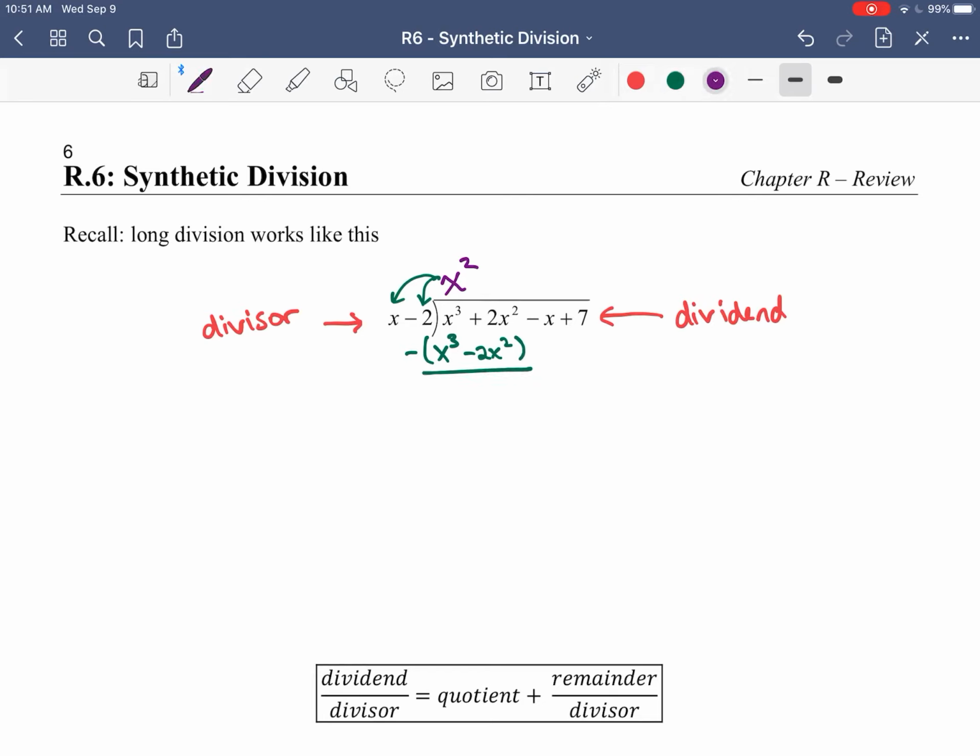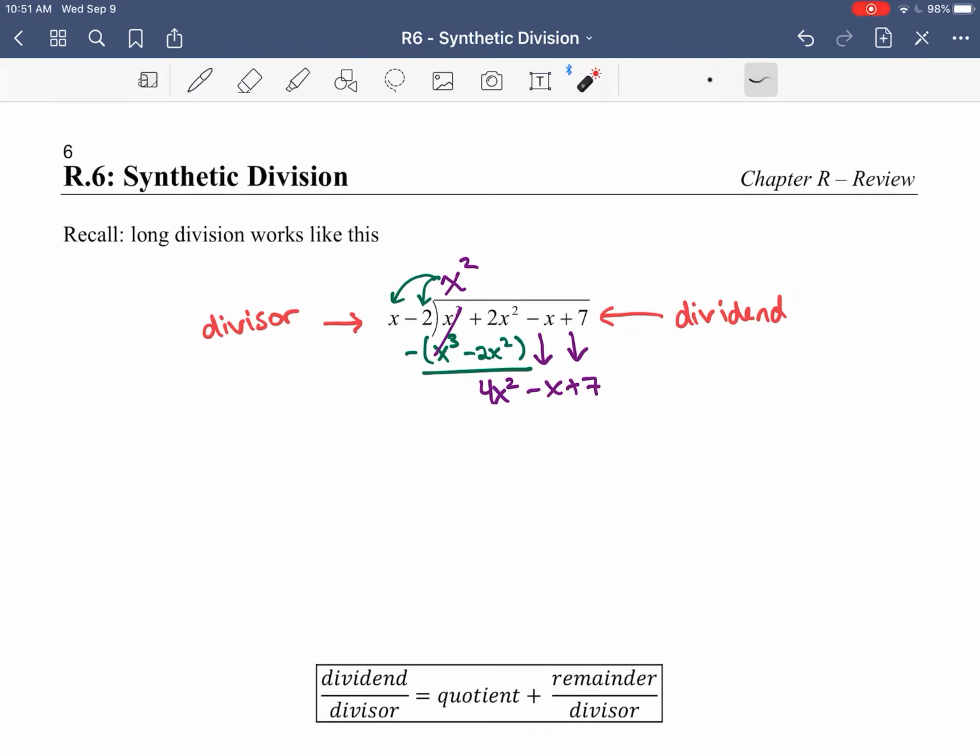It works out that these ones always go away because that's the way I designed it. But for my x squared terms, I have 2x squared minus negative 2x squared, so that's like plus 2x squared, so that's going to be a 4x squared. Then I drop these other terms down. Oops, not a 2, it's a 7. And then I do the process all over again.